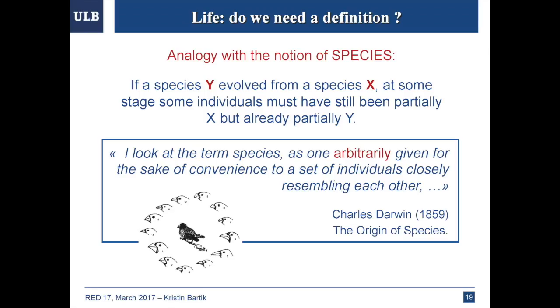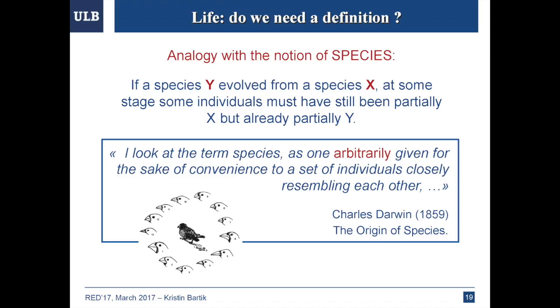The same way, to make an analogy with Charles Darwin and the notion of species, if you're evolving from a species Y to a species X, at some stage you are not anymore fully Y and not yet fully X. And Charles Darwin said it himself. He looked at the term species as one arbitrarily given for the sake of convenience to set individuals closely resembling each other. So once again, it's not very clear.